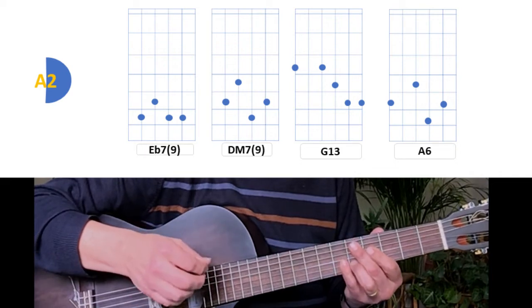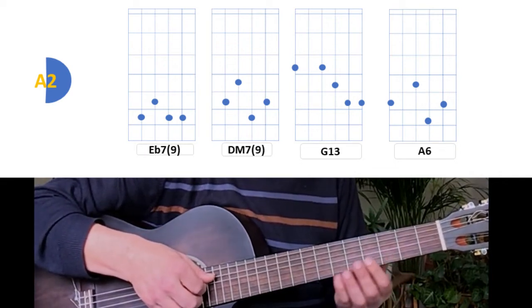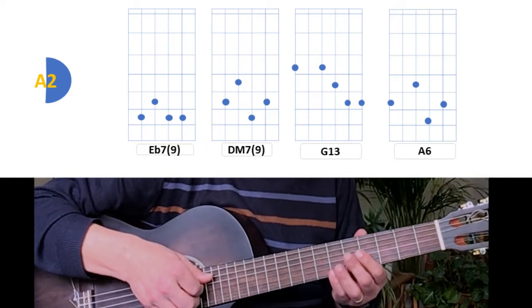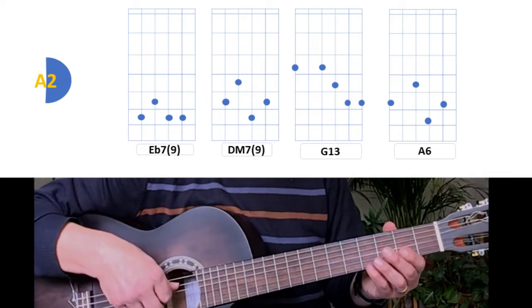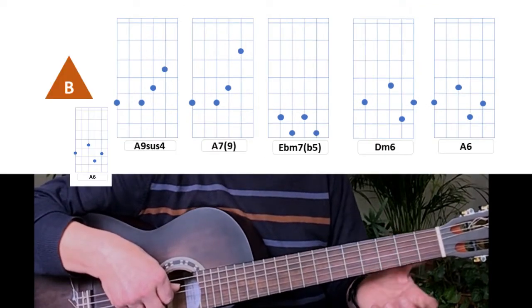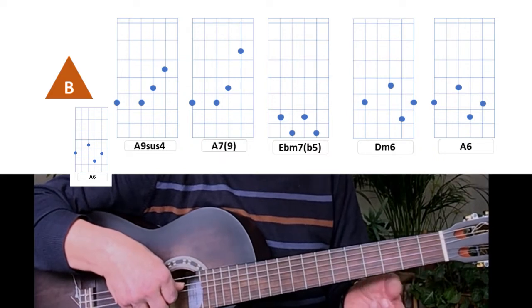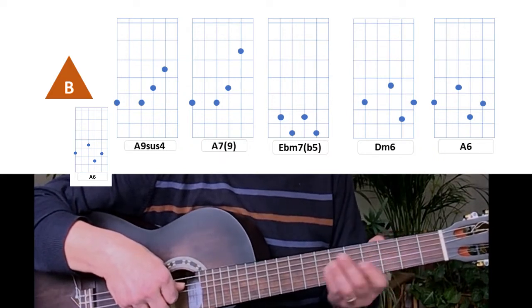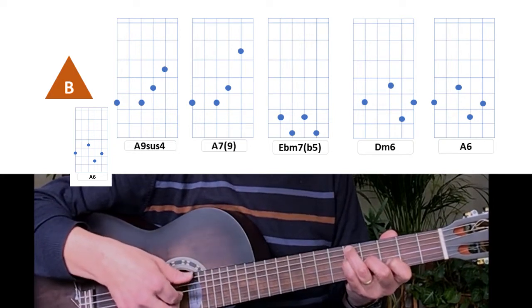Okay, so we've looked at A1 and A2. Really quite easy to memorize. The third one is B. So we've looked at A1, the first half, A2, second half of A, and now we look at B. And B starts with this chord, which is an A. It's an A9 suspended.